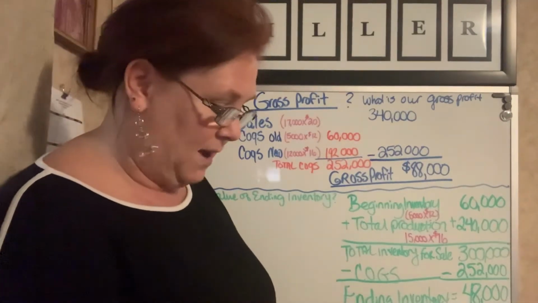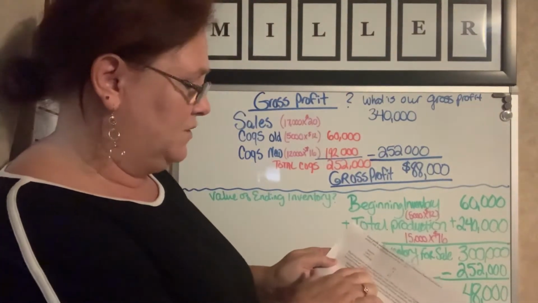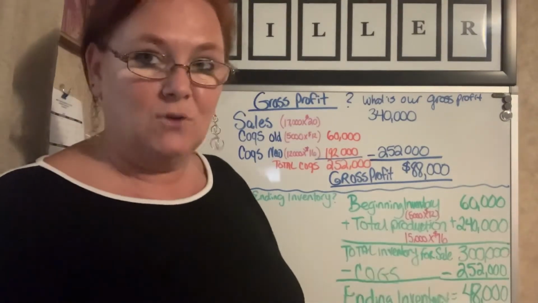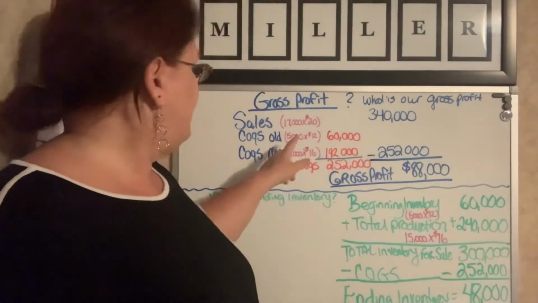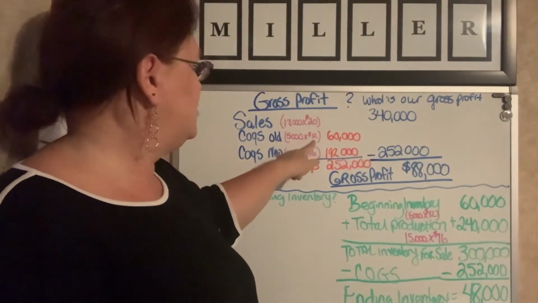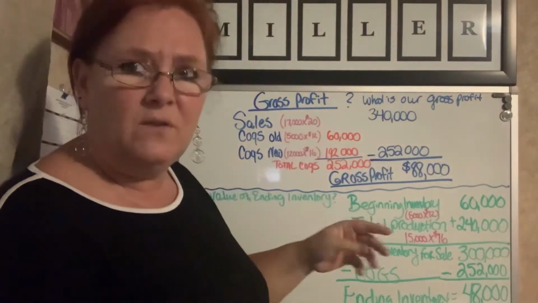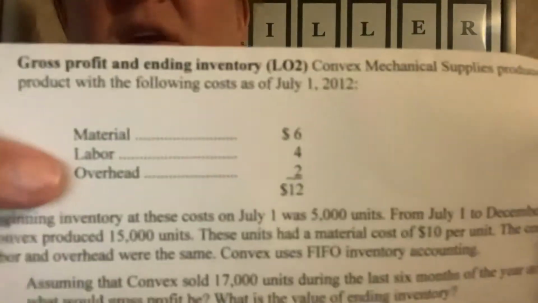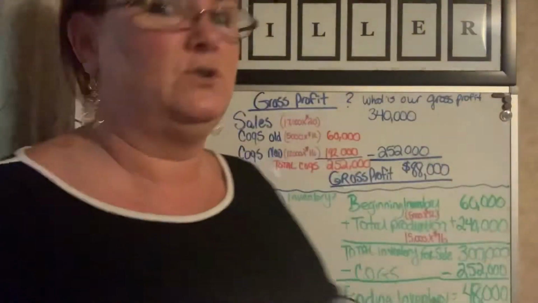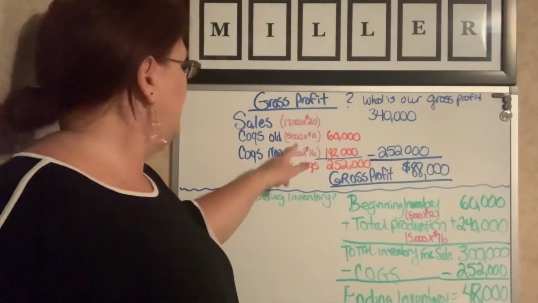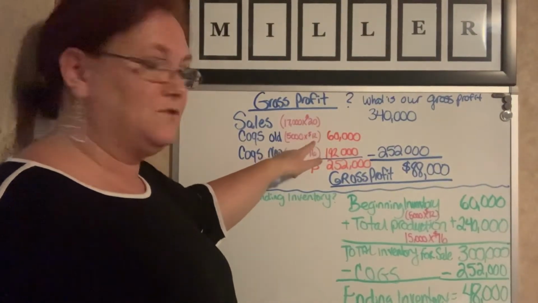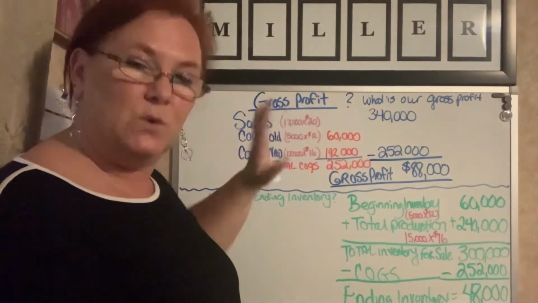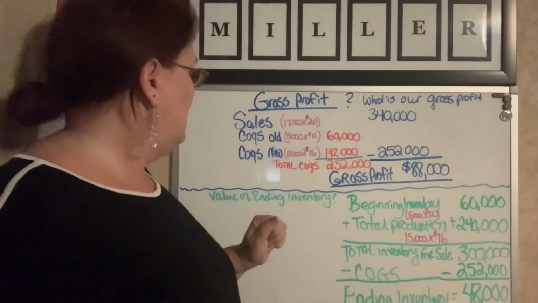It tells us in the problem right here, beginning inventory at these costs on July 1st was 5,000 units. So 5,000 times 12, where did I get 12? Again, I just showed you, they give you this at these costs above here is $12. So just multiply it across. 5,000 at cost of $12 per equals 60,000. This is your old, this is what you had on hand already.